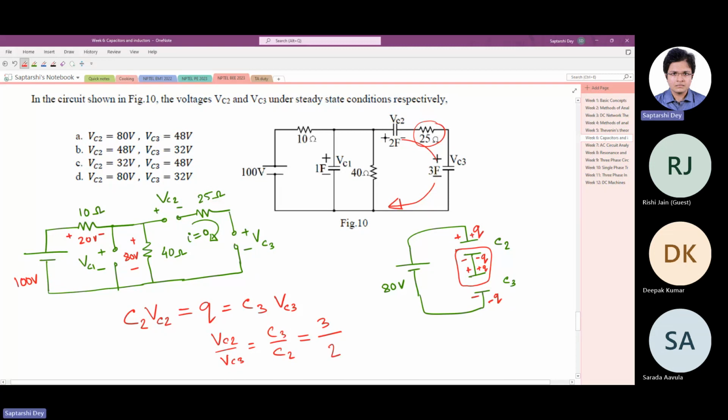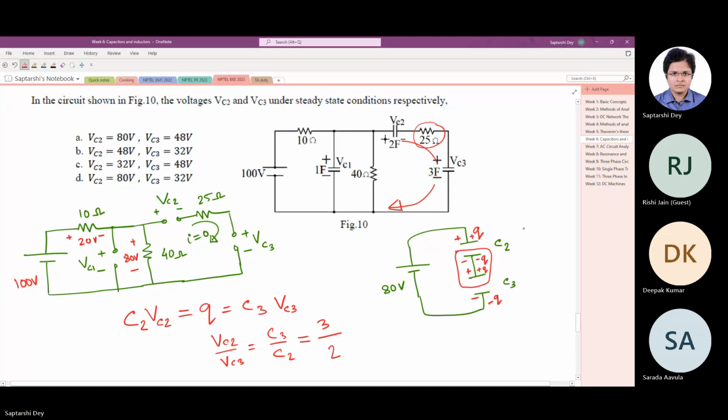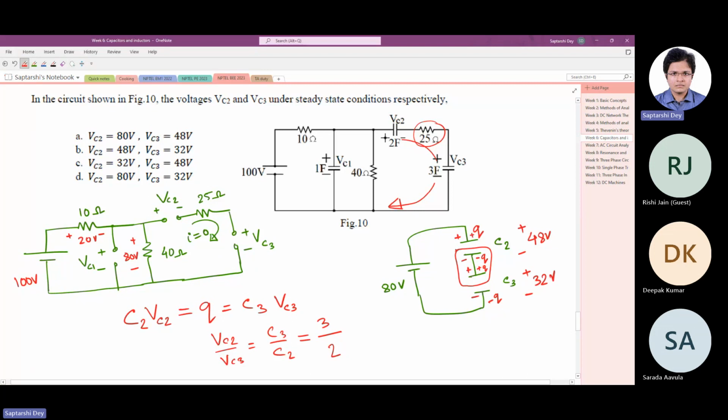So the capacitor with lower capacitance will hold more voltage. So basically now what you have to do is divide 80 volt in 3:2 ratio. So 3 by 3 plus 2 is 5, so 16. So it is 48 volt here and 32 volt here. VC2 is 48, VC3 is 32. Is it clear? I think you have already done these questions in your +2 level physics. Any doubt?